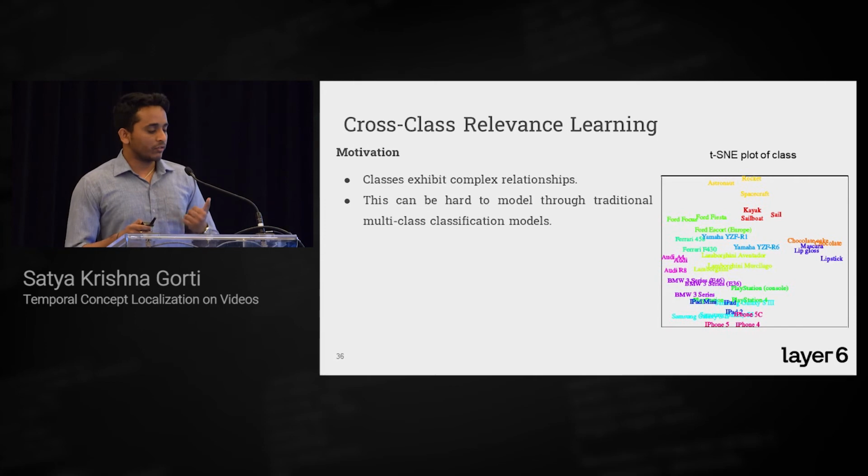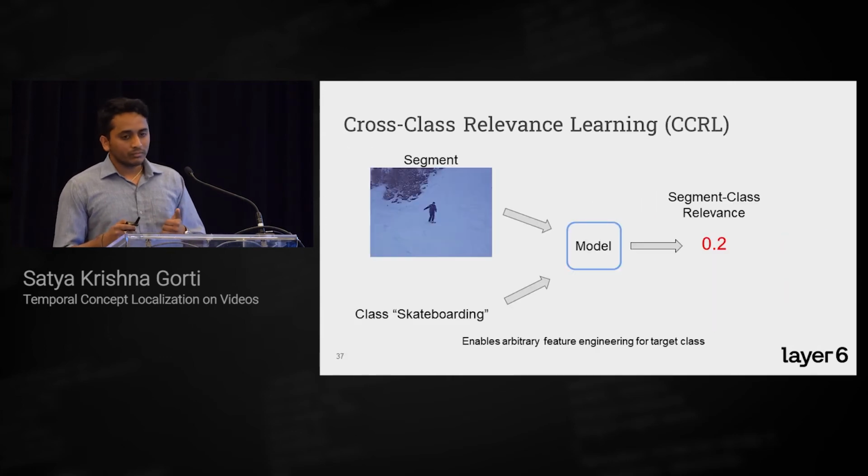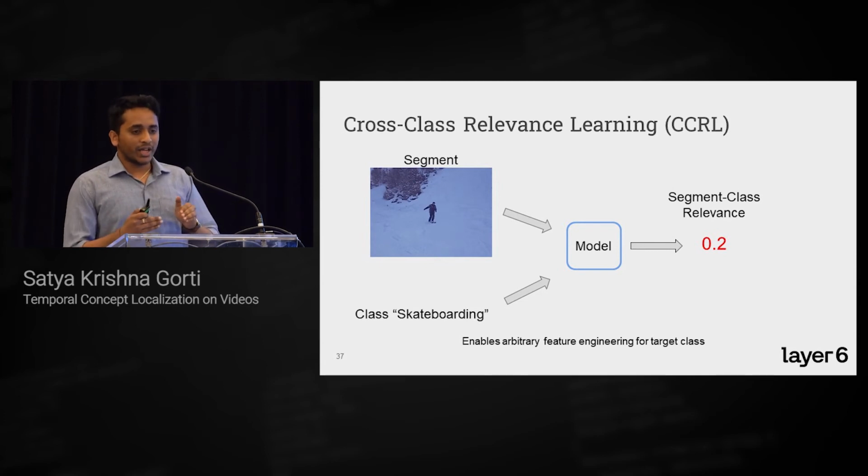So what we do is, instead of making a model predict class likelihoods for all the classes, we have a joint model where we take segment features and a class embedding, and then predict a joint class and segment likelihood relevance. So this model takes the segment features and a class embedding as a pair, and then predicts the segment class relevance. In the example here, this segment was a clip of someone skiing, and the class embedding is, let's say, skateboarding, and they don't match, so we would like the model to have a low segment class relevance.